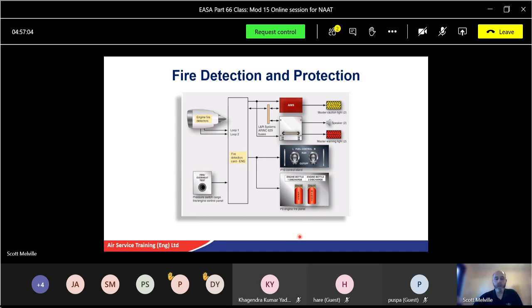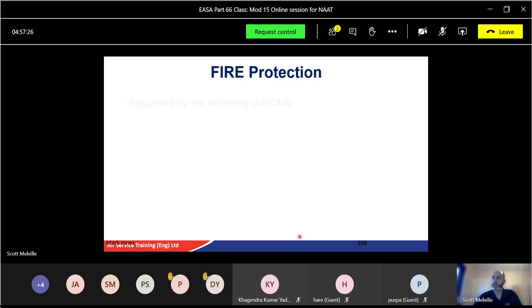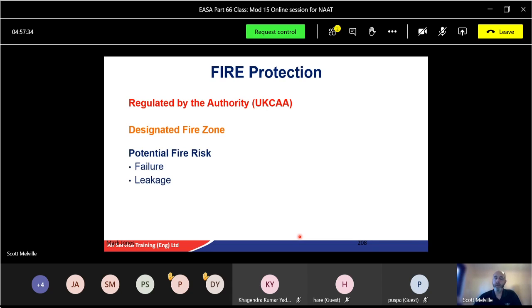The important thing here is a fire detection protection system must be able to distinguish between an actual fire and just an overheat. Okay, there's no point in putting the fire bottles off if it's just a slight overheat. And then if you do have a fire, we have no fire bottles to fight the fire with. So we've got to be able to distinguish between an actual fire and an overheat condition. So it's directed by the fire authority: designated fire zone, potential risk, failure, leakage, component, etc., part of the power plant.